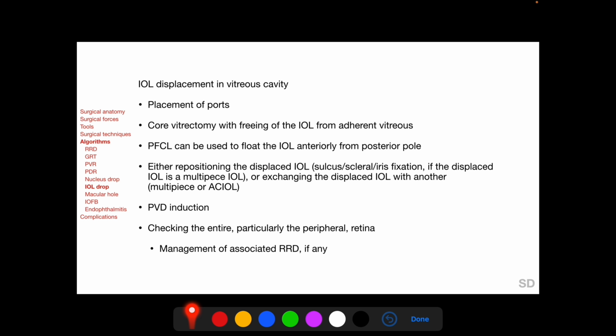Similarly, for dislocated intraocular lens in vitreous cavity, core vitrectomy is first performed with freeing of the intraocular lens from adherent vitreous, following which PFCL can be used to float the intraocular lens anteriorly from the posterior pole of the retina, and the same intraocular lens can be either repositioned or exchanged for a new intraocular lens. Following this, posterior vitreous detachment is induced, and the entire, particularly the peripheral retina, is meticulously examined for retinal breaks.